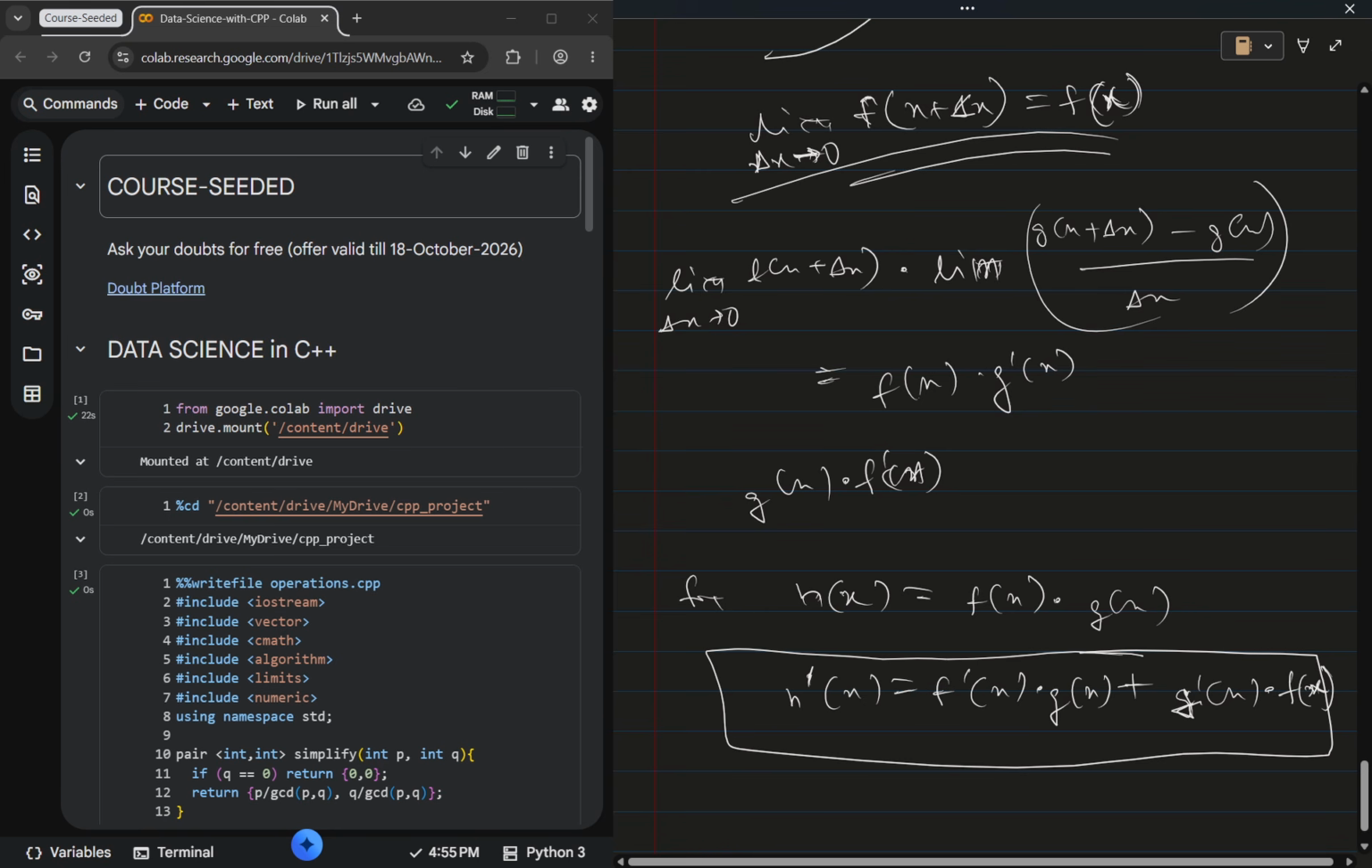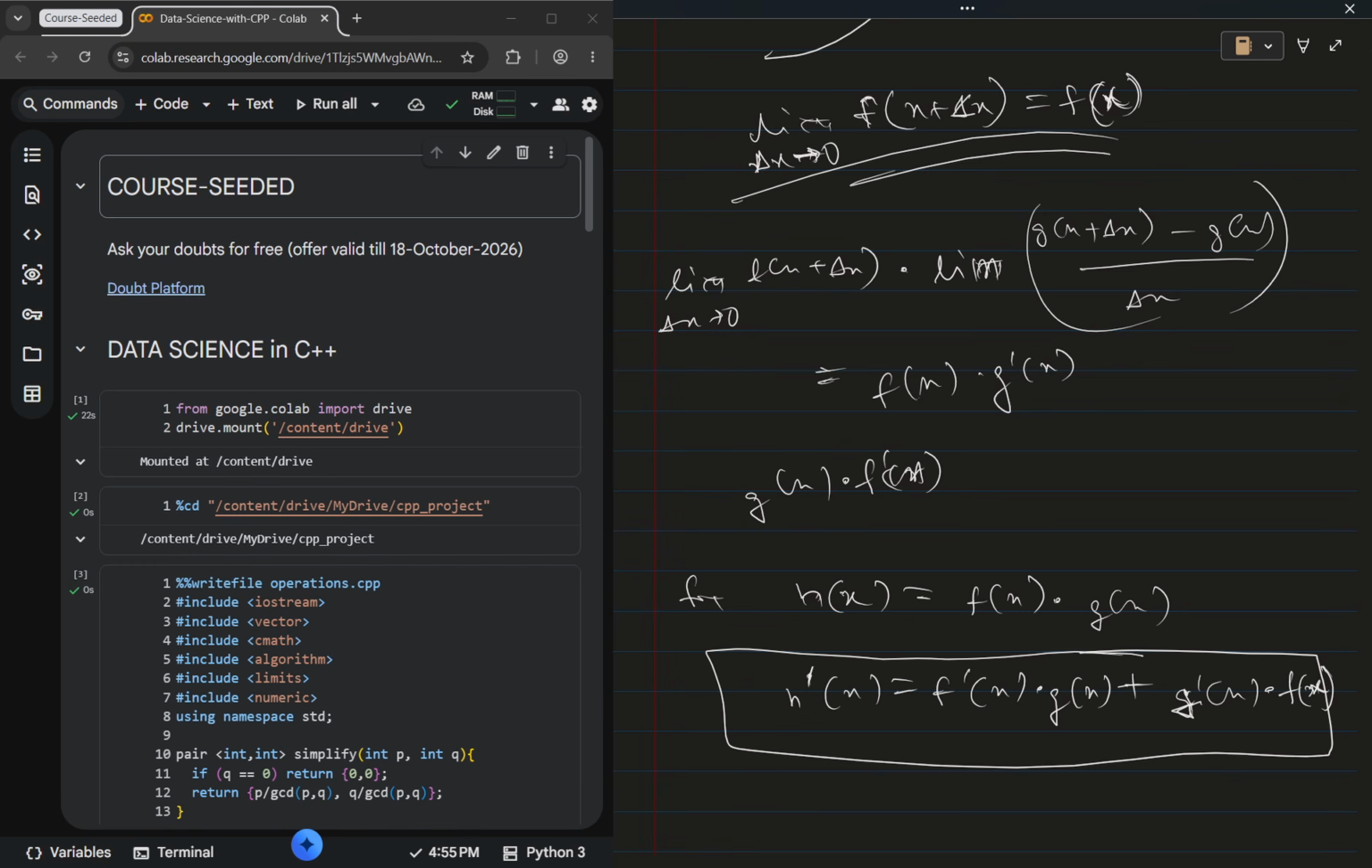So I think this should be it for today. Next time we are going to solve for the quotient function and quotient rule, and there was one more rule, I think it's the chain rule. Yes. So we are going to solve for chain rule and quotient rule, and after that we'll be solving a few questions, basically math questions. Then we'll be going for data science code.